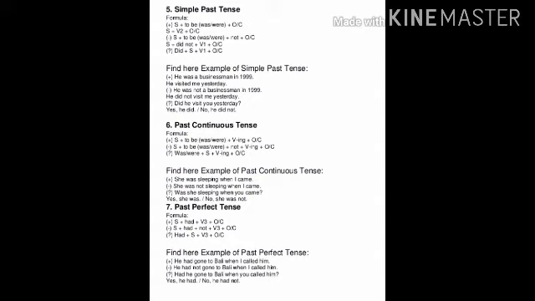So now the example, she was sleeping when I came. She was not sleeping when I came. Now here was is the form of to be. Same into interrogative we take, was she sleeping when you came?